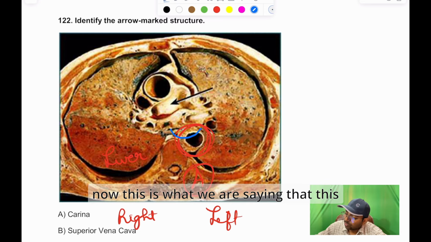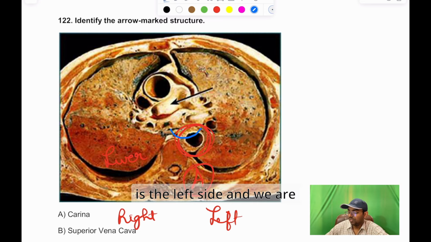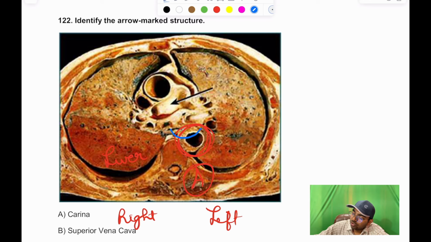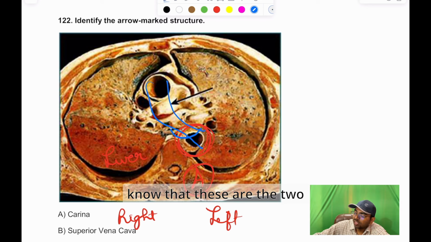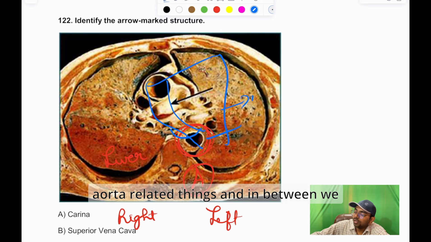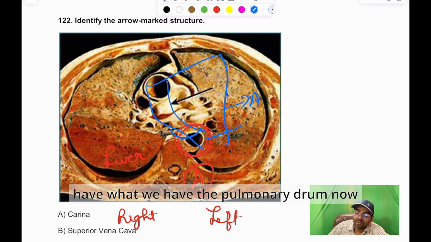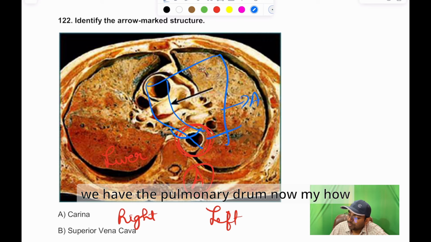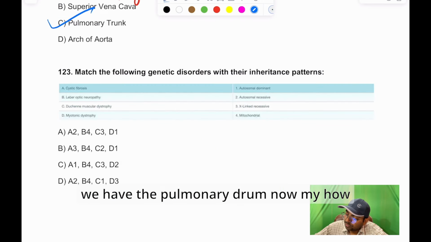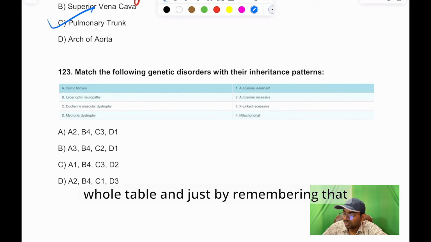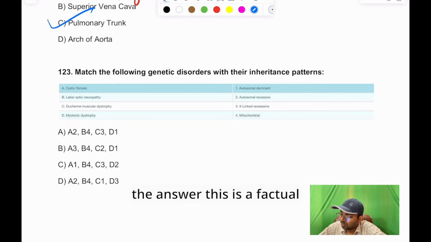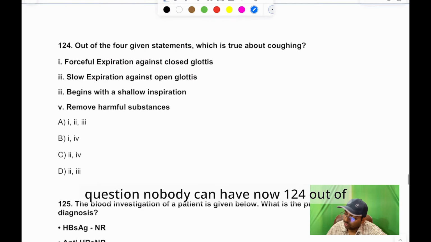Now this is what we are saying, that this is the left side, and we are seeing this from below. So from the left side this would be connecting, and ultimately we know that these are the two aorta related things, and in between we have what? We have the pulmonary trunk. Now match, how will you remember this? You will have to remember the whole table, and just by remembering that table you can come to the answer. This is a factual question, nobody can have.